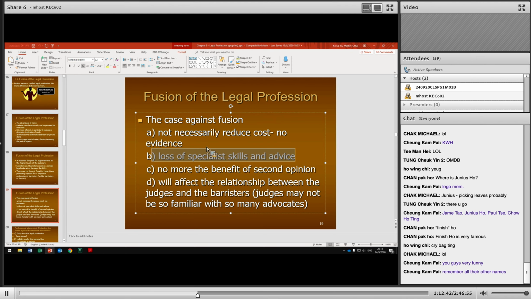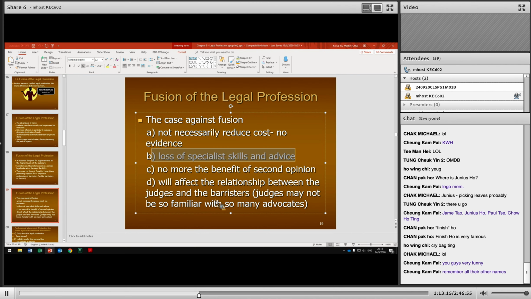But now under our system, a barrister can work for all the law firms, any law firm in Hong Kong. And also there won't be any more the benefit of second opinion. Nowadays we have solicitor and also barrister. So you have the benefit of second opinion, just like a doctor. Many people, when they consult a doctor and the doctor gives advice, will consult another doctor because they want to get a second opinion.